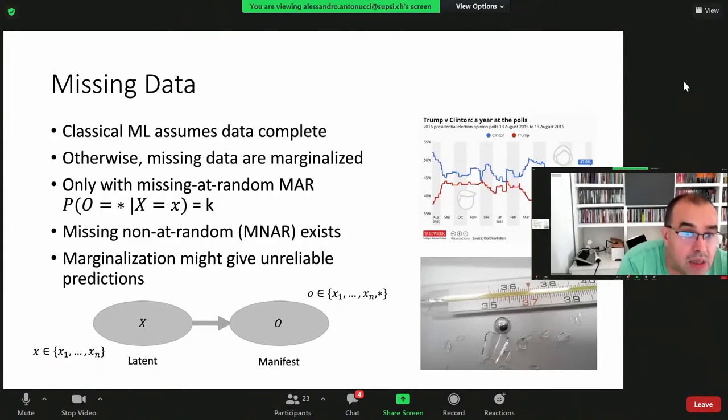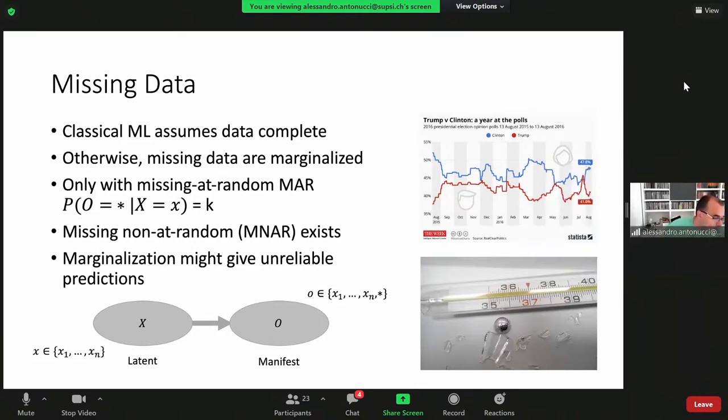So let me start by talking about missing data. Generally speaking, most classical machine learning approaches assume the data to be complete. If they are not complete, they assume they can be somehow imputed, or they just marginalize out the data. I'm using this silly, actually not so silly, example of Trump against Clinton in 2016. I'm not sure, but maybe it was because supporters of Trump were not properly answering the polls that people got surprised when Donald Trump was elected.